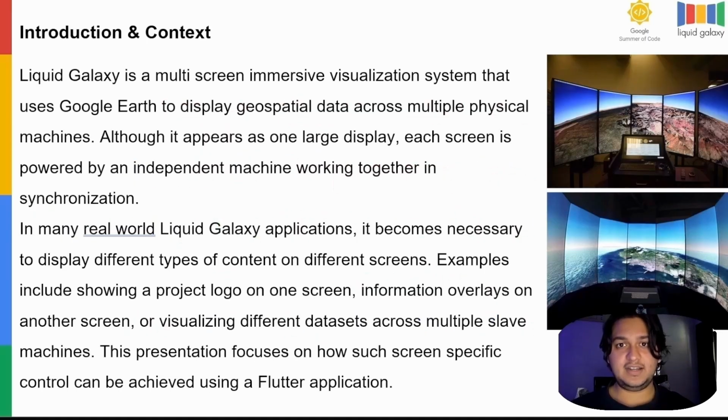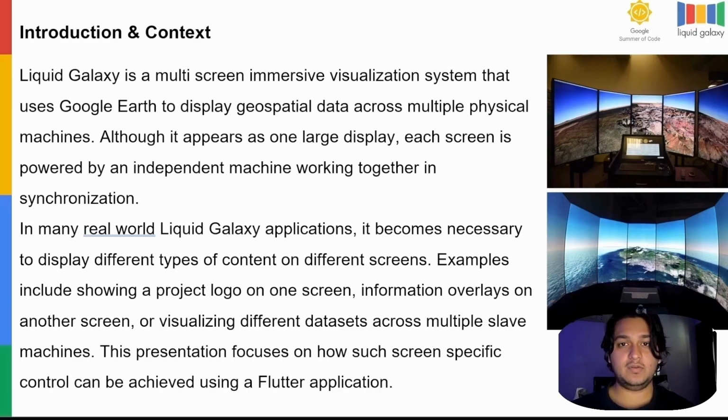Liquid Galaxy is a multi-screen visualization system where Google Earth runs across multiple physical screens, but visually it appears as one continuous display. This illusion of a single display is what makes Liquid Galaxy so powerful but also confusing for beginners. When I first started working with Liquid Galaxy, my assumption was that if I sent something from Flutter, such as a KML, it would appear everywhere by default.